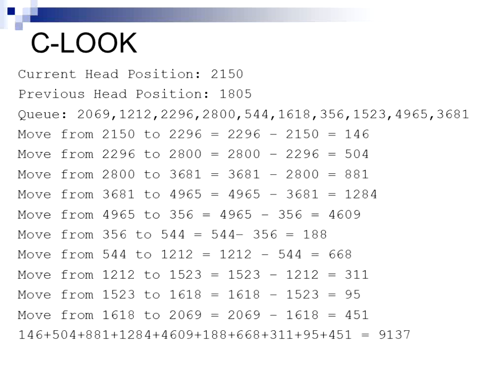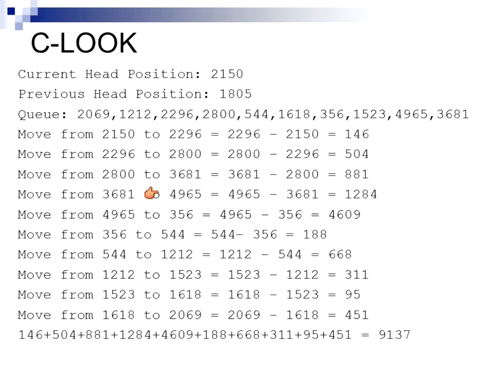So let's move on to C-LOOK, which is very similar again to C-SCAN, but now it's not going to go all the way out to the edge of the drive, the edge of the platter. It's going to stop at the highest numbered track and then go all the way down to the lowest numbered request. So we start off the same way as we did with C-SCAN, where we will go to service the request for cylinder 2296, then 2800, then 3681, then 4965.